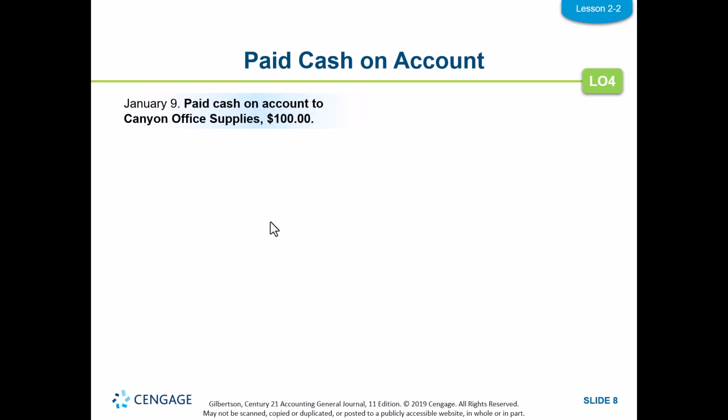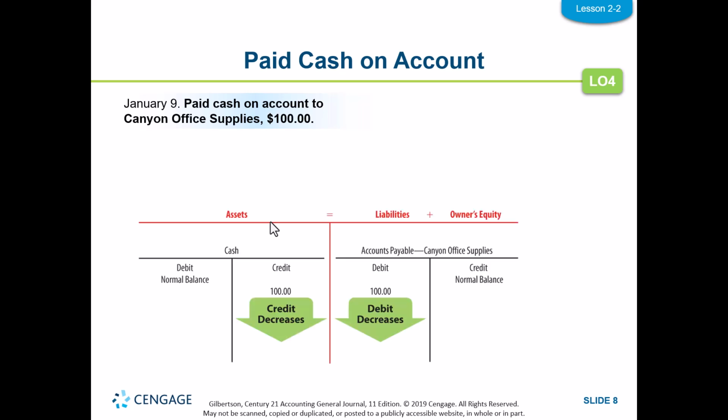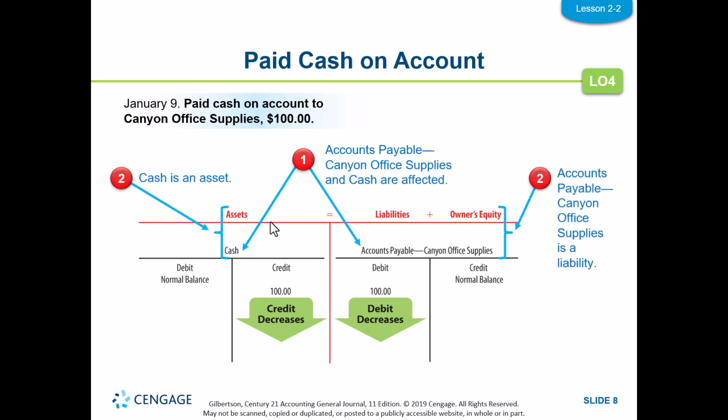Here's another. We pay cash on account to Canyon Office Supplies. What are we debiting? Yeah. Accounts payable, because we owe them less money, and we're going to credit our cash.